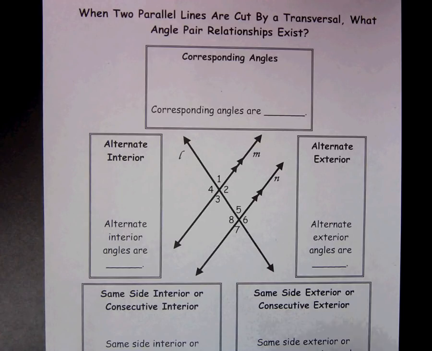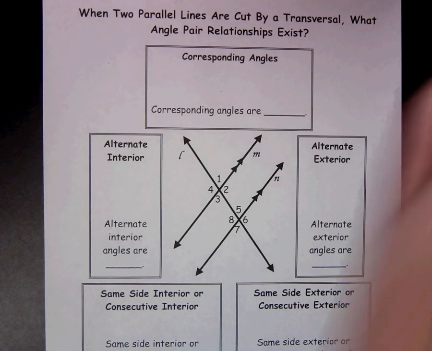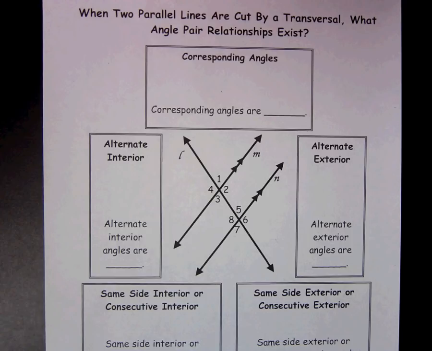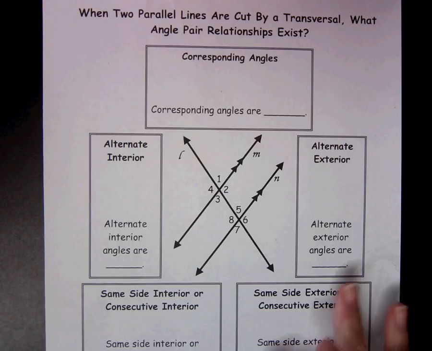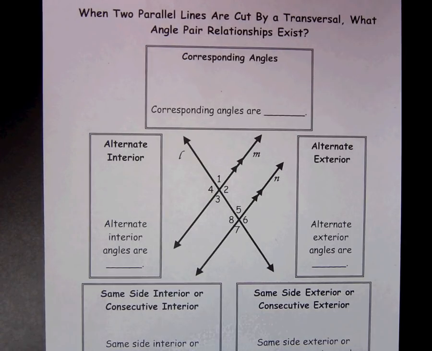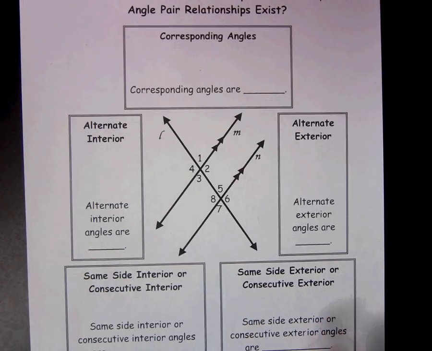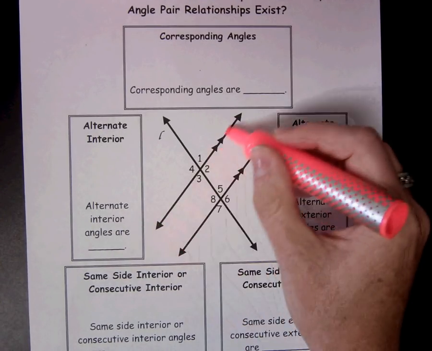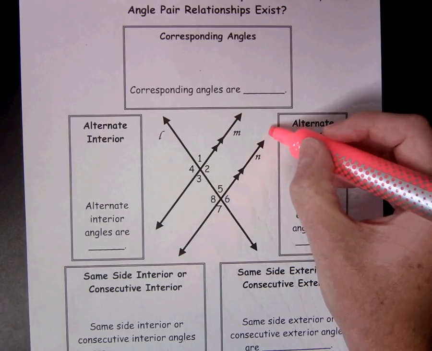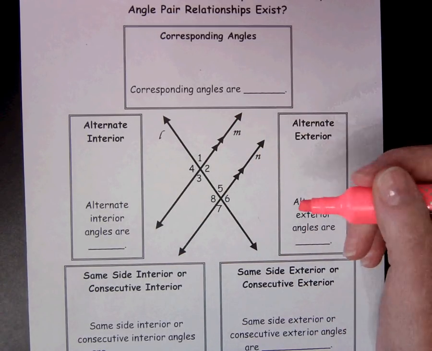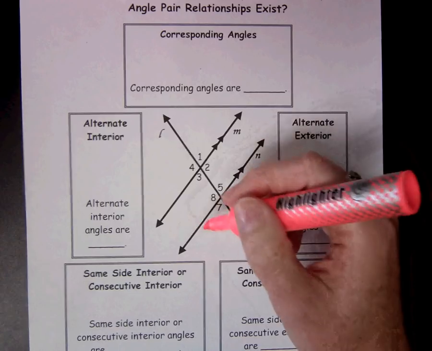In this lesson, I want to talk to you about the types of angles that are formed when we have parallel lines that are cut by a transversal. And so the first thing I want you to look at is our picture. Remember, parallel lines are like railroad tracks, okay? And so they're never going to intersect each other.